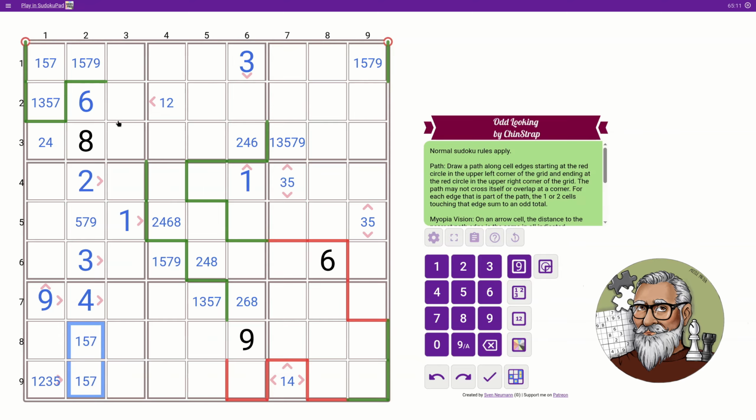Wow. I thought I was making progress. 1, 2, 3, 4. Not very useful. Oh, there's a line here. I can't have 5. I can't have 5 anymore.